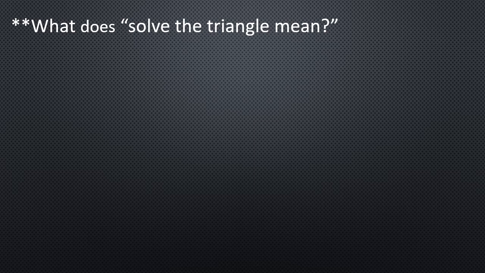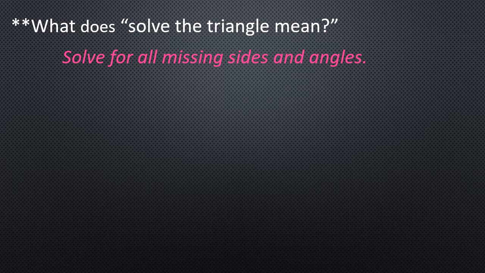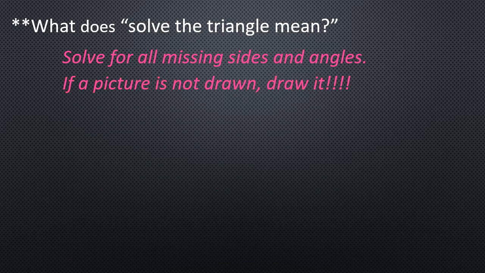A couple things about solving with the law of sines and law of cosines. When it asks you to solve the triangle, what does that really mean? Basically, it means you're going to find all the missing parts. So at the end of the problem, you will have all three angle measures and all three side measures. So solve essentially means find all the missing sides and angles. If a picture is not drawn, I suggest you draw it. Some of you will not need that, but for some of you, that extra visual will really help you determine what is going on.